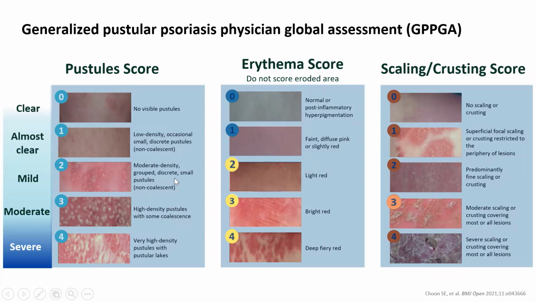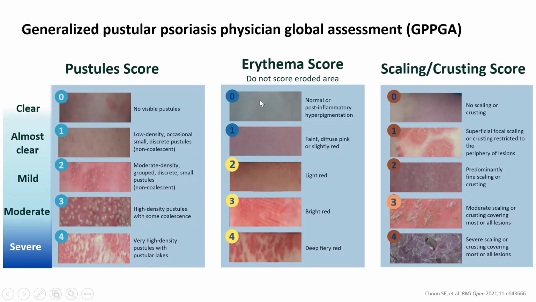For score 2, they are moderate in density, grouped discrete small pustules which are non-coalescent. For score 3, it's high density pustules with some coalescence. And 4, there's very high density pustules with lakes of pustules.